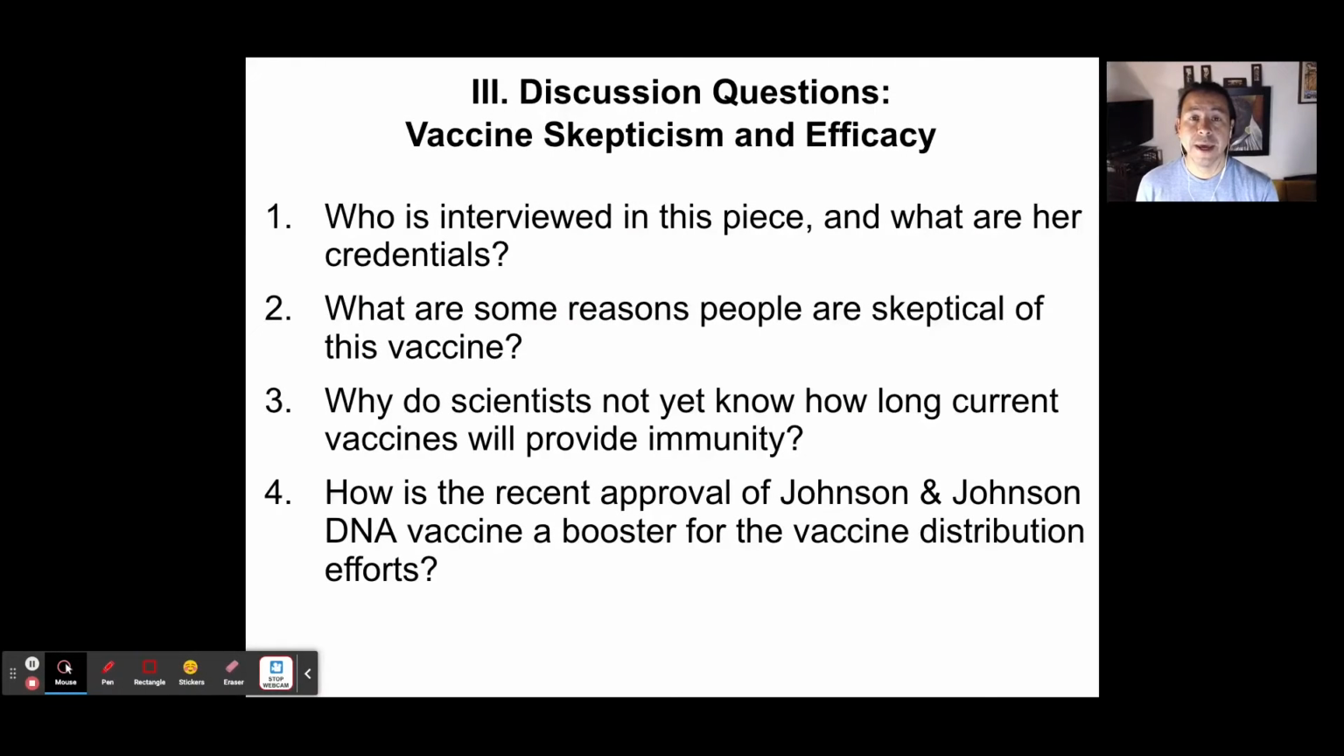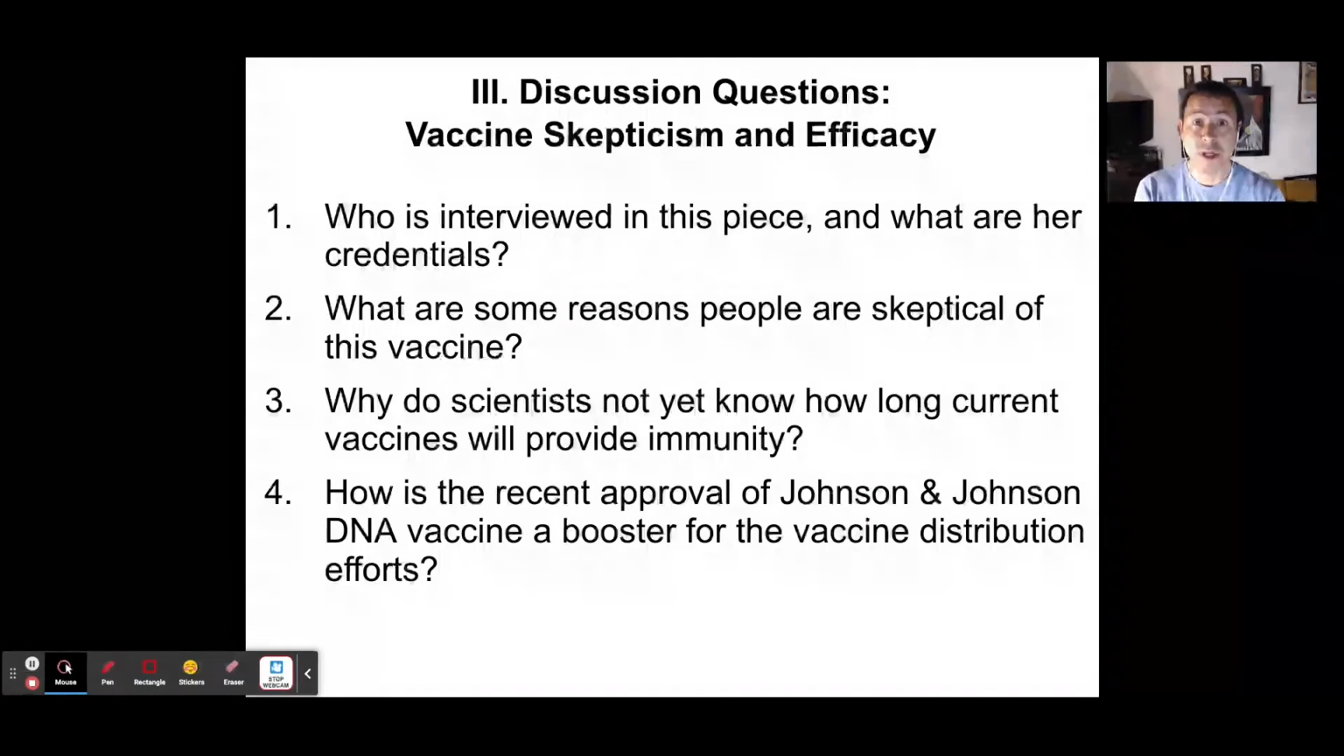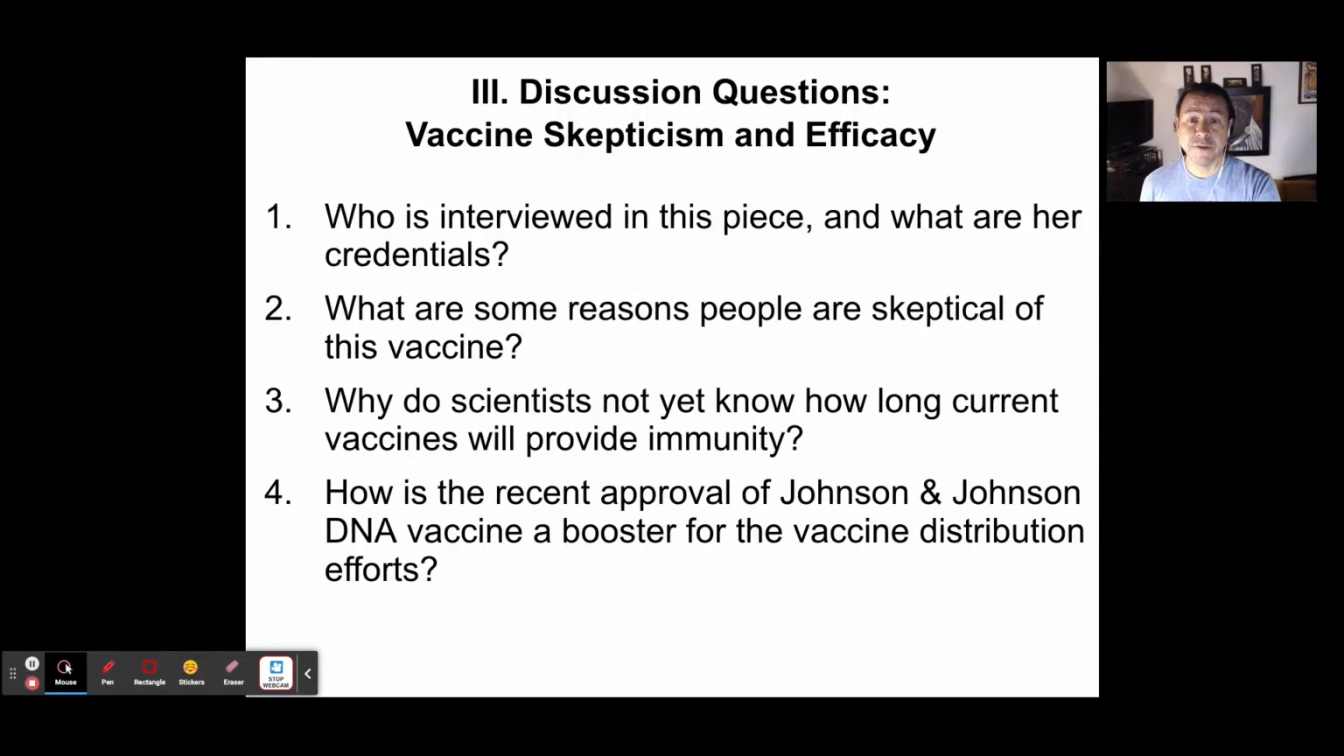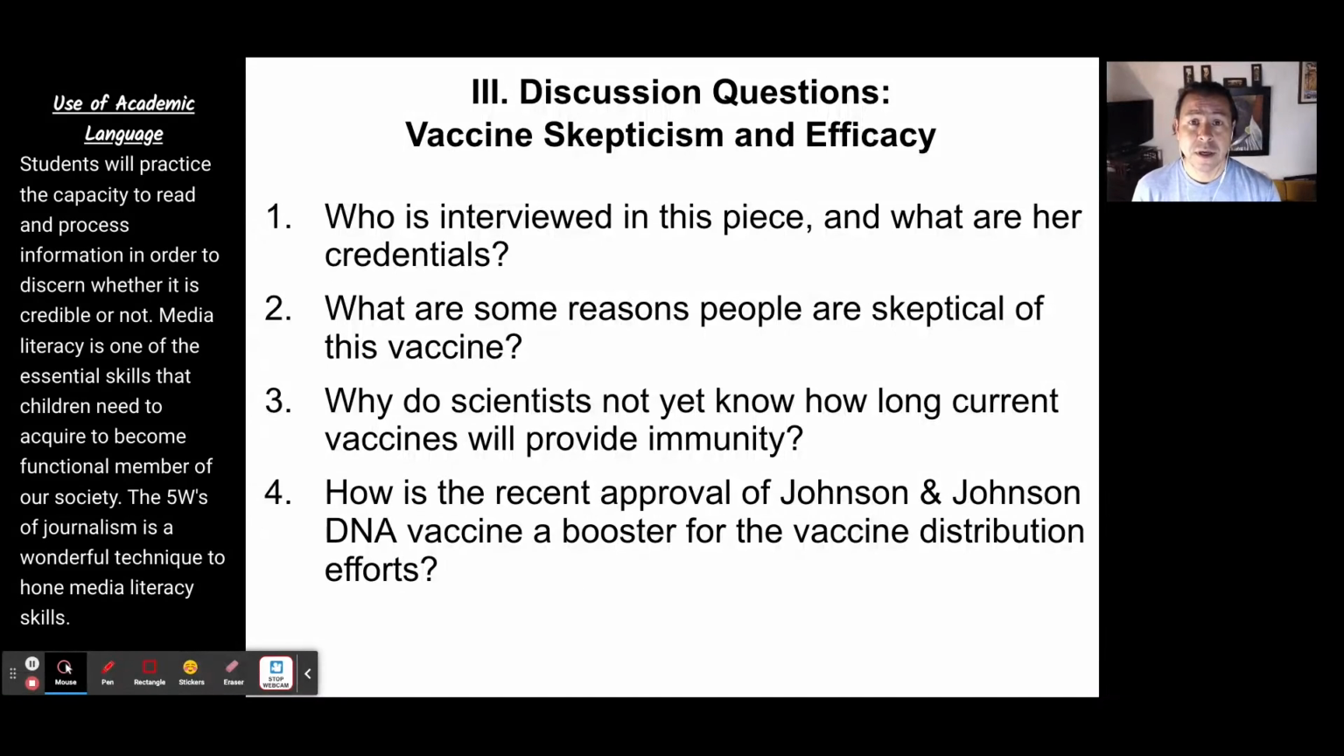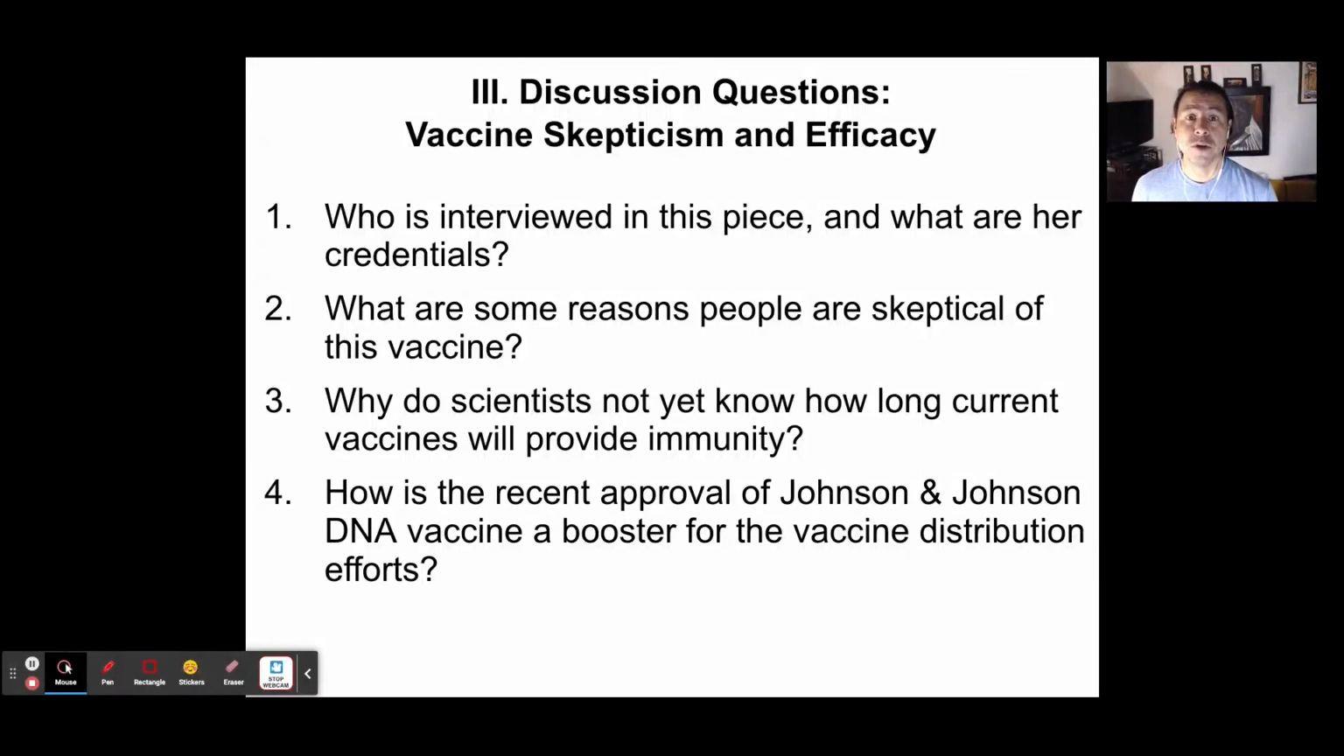Now, you are going to get into groups and you're going to work together using this framework of questions. We're going to practice our media literacy skills by using the 5 W's of journalism. Remember, who, what, when, where, and why. So go ahead and do your best.